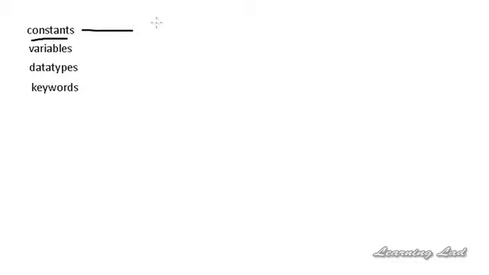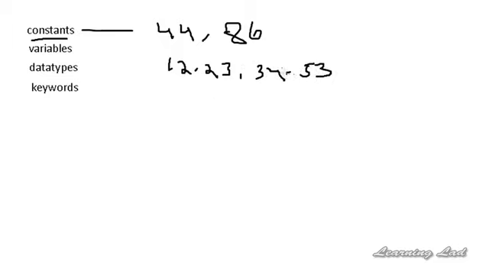For example, we have integer constants, which is a whole number. For example, 44, or we have 86, or any whole number which is an integer constant. And then we have floating point constants, for example 12.23, a number with decimal values, 34.53, etc. So all these are floating point constants. Then we have character constants, for example a letter A or a letter B or a letter Z, character constants, single character, and a character constant is written in single quotes.